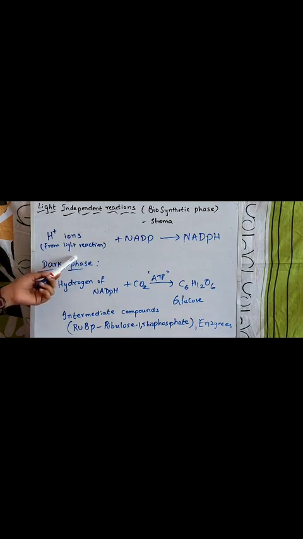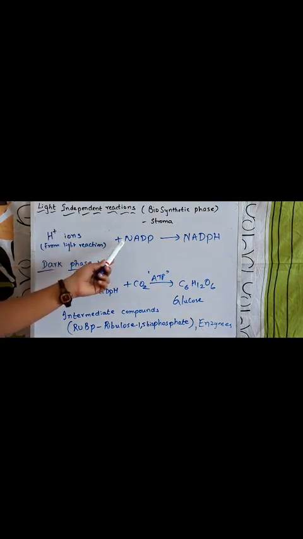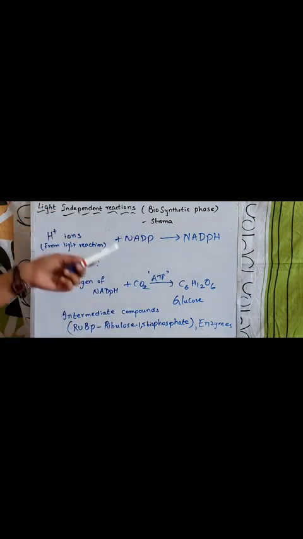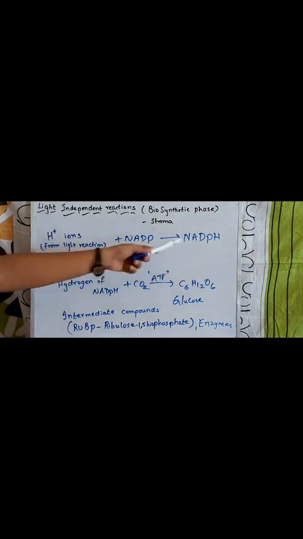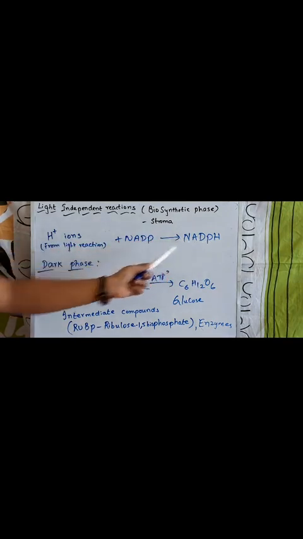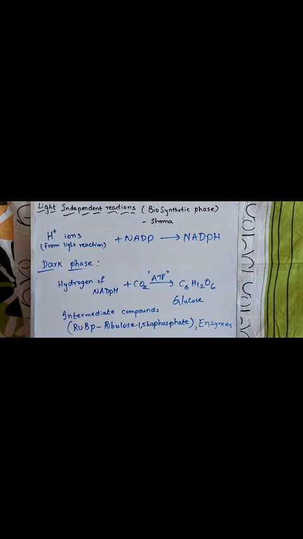Here in the light independent reaction, the H plus ions already formed in the second step of light reaction will be used up by NADP, nicotinamide adenosine diphosphate, to form NADPH, nicotinamide adenosine dinucleotide hydrogen phosphate. You know very clearly that it has the full form I have given in the previous session. Now here in the dark phase, hydrogen of NADPH will be used up by the carbon dioxide in the presence of ATP energy. Here what is the energy source? ATP energy source in order to form the glucose, C6H12O6.